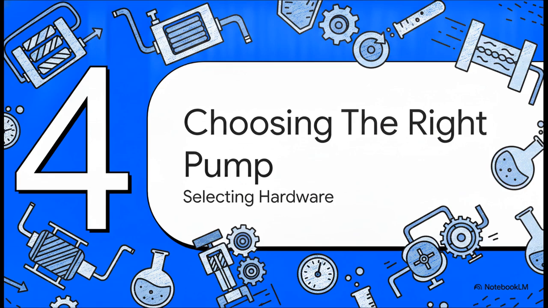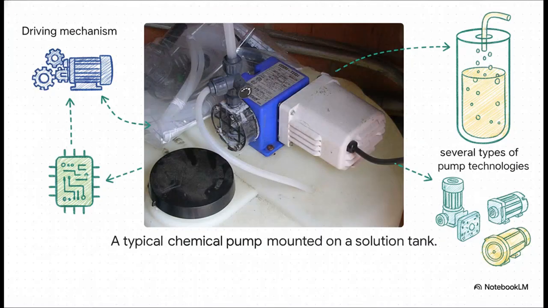Which brings us to part 4, choosing the right pump. Grounding all of our math back into the real world, here is what a typical setup actually looks like. You've got a chemical dosing pump drawing directly from a solution tank. It's relying on a driving mechanism and a control system to pull the liquid from the container right into your line. But, and this is important, the core technology inside that pump can vary wildly.